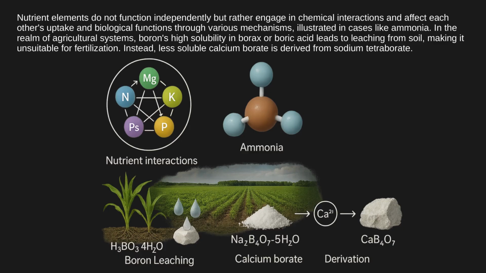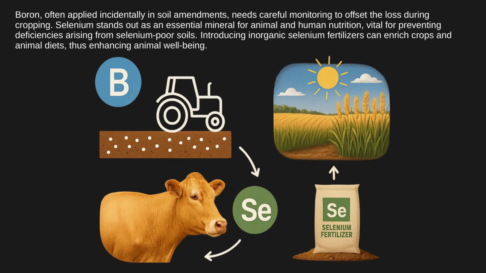In the realm of agricultural systems, boron's high solubility in borax or boric acid leads to leaching from soil, making it unsuitable for fertilization. Instead, less soluble calcium borate is derived from sodium tetraborate. Boron, often applied incidentally in soil amendments, needs careful monitoring to offset the loss during cropping.